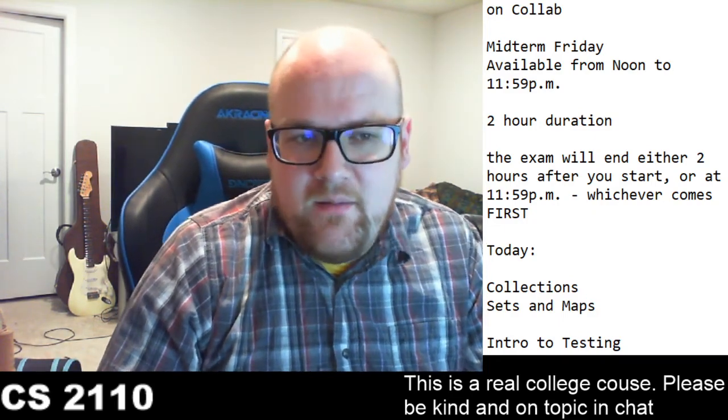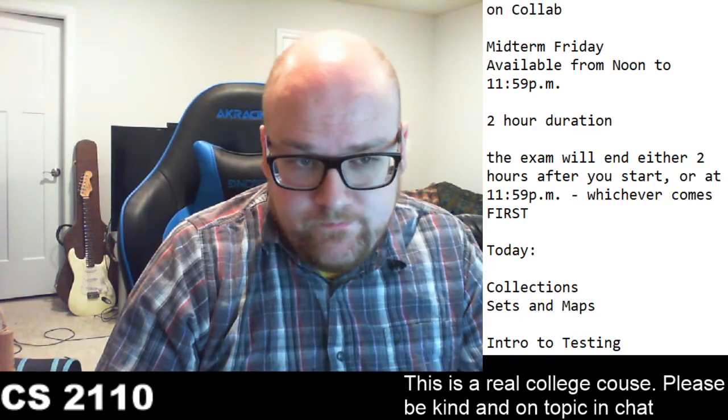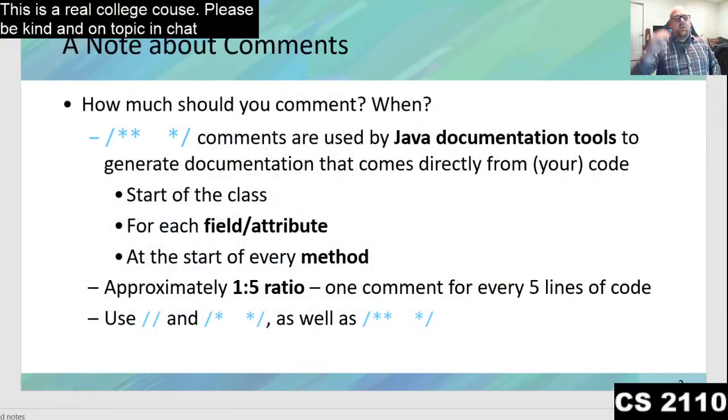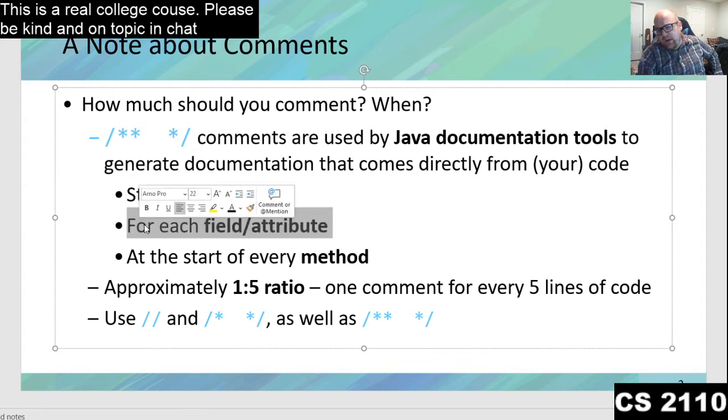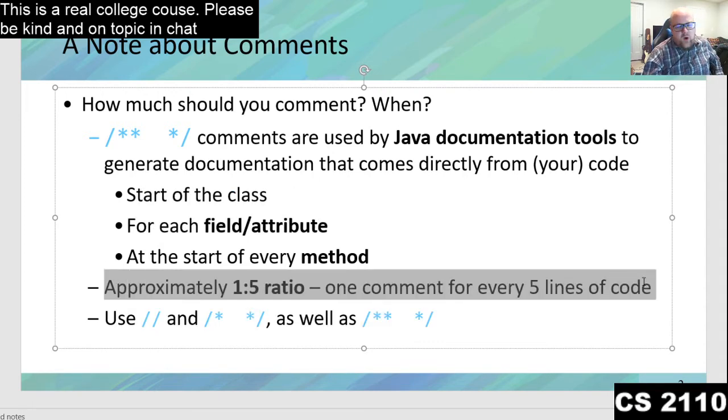Just to clarify the comment expectations for the homework. How and when should you comment? You should always use block comments before every function. You should use a block comment at the start of the class. You don't need a block comment for each field attribute, but you do need a comment to explain what it is. Approximately one comment for every 5 lines of code, roughly. We're not going to exactly enforce that or count the number of lines, but visually your code should have reasonable comments for each block of code.